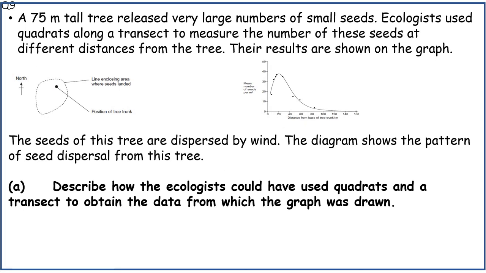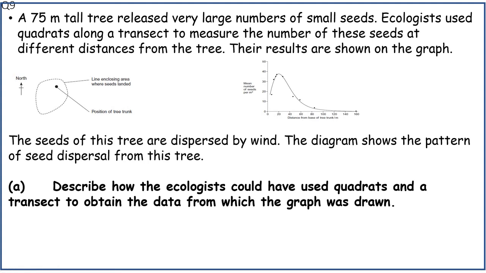A 75-metre tall tree released very large numbers of small seeds. Ecologists use quadrats along a transect to measure the number of these seeds at different distances from the tree. Their results are shown on the graph. The seeds of this tree are dispersed by wind. The diagram shows the pattern of seed dispersal from this tree.